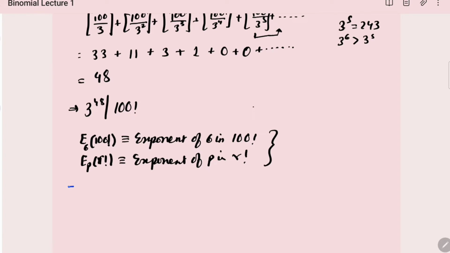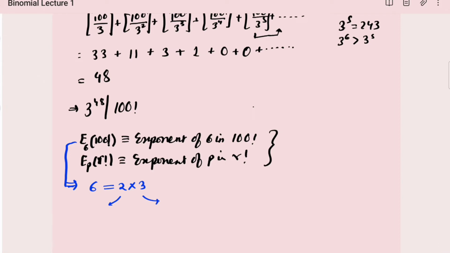So if I ask you what is the highest exponent of 6 in 100 factorial, you cannot do it directly by using the formula. You have to divide 6 into two parts. 6 is basically 2 times 3, and then you have to individually calculate the power of 2 in 100 factorial, and we have already calculated the power of 3 in 100 factorial.